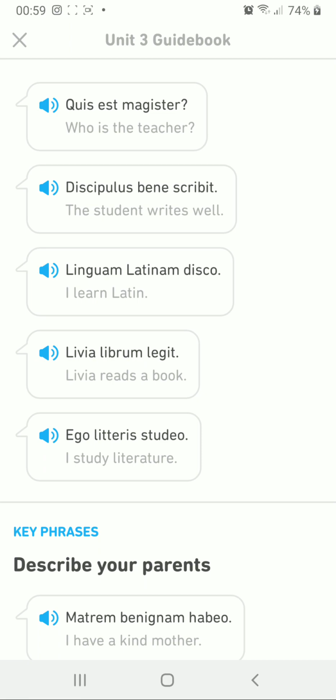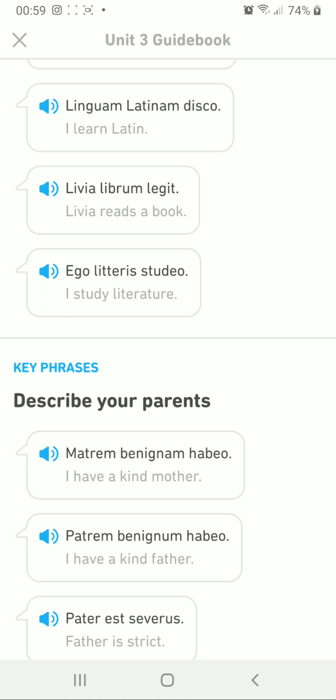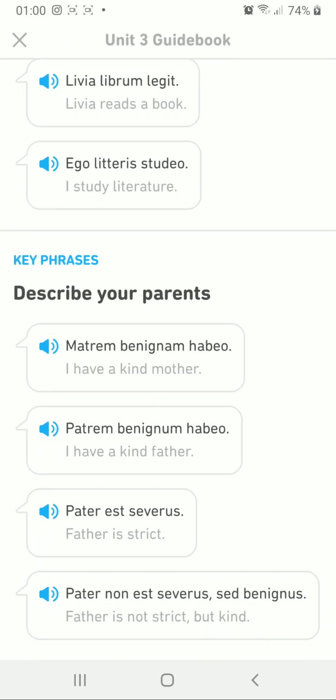So I study what? It should also be in accusative form. So we don't know what would be actually the nominative form. Describe your parents. We have matrem benignam habeo. Mater becomes matrem, and this is in accusative form. And we have patrem, same, pater, patrem, benignum, not benignam, but benignum habeo. I have a kind father. Patrem benignum habeo.